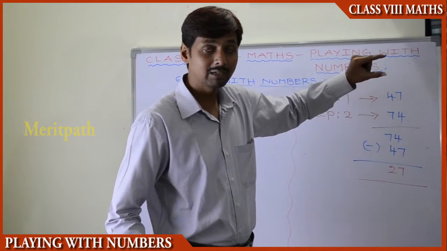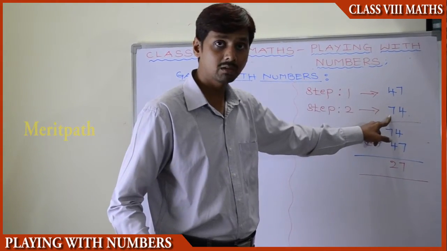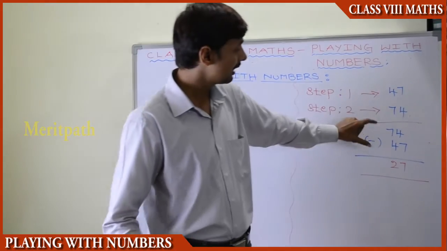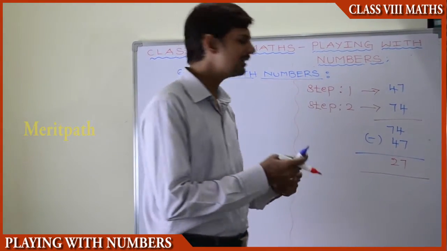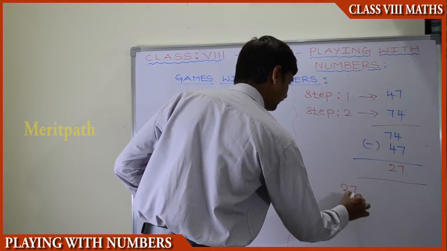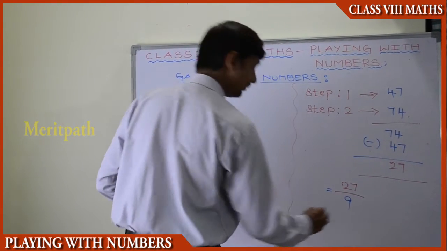So let's recall. From the start, we have taken a two-digit number, and we reversed the digits of the number. Now we got two numbers with us, and then we subtracted the smaller number from the greater number. We got a result. Let's divide this number by 9. Can you divide by 9? So how much do we get after division?